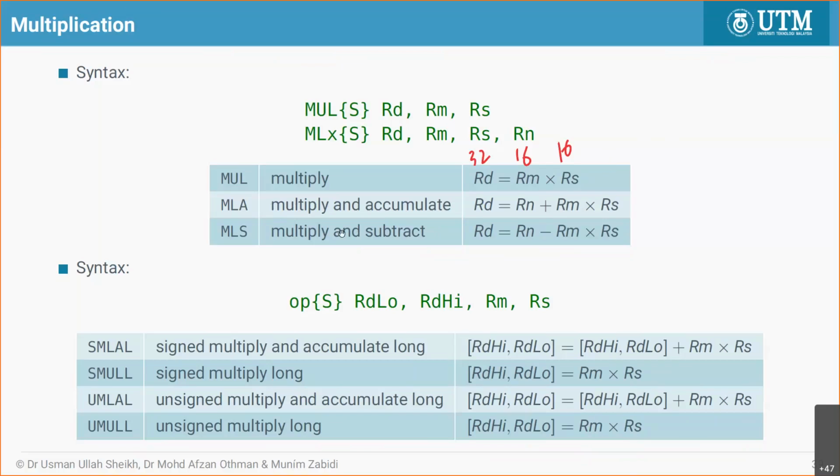So these 2 instructions are useful if you are doing DSP. In DSP, this is called the MAC operation, multiply and accumulate. So we multiply and then we add to the accumulator.